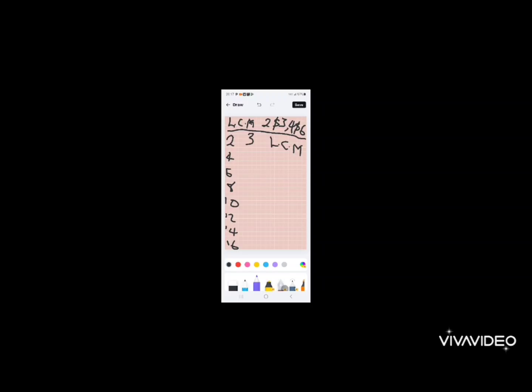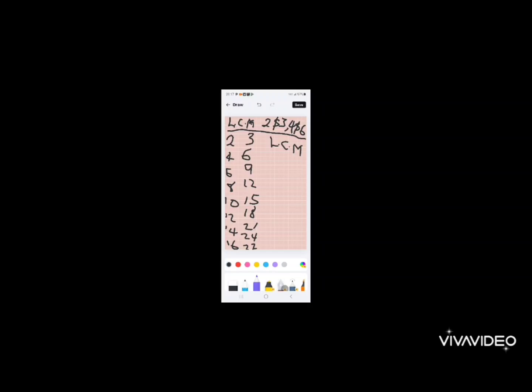Then the multiples of 3, we have 6, 9, 12, 15, 18, 21, 24, 27. This is how it will also continue going. So we are not interested in all those ones.